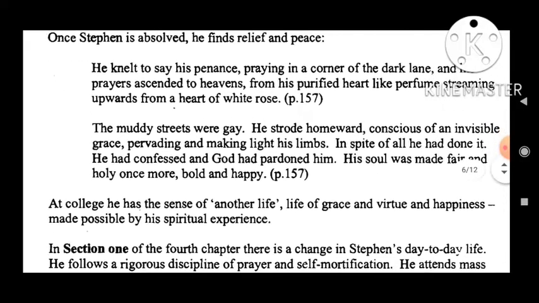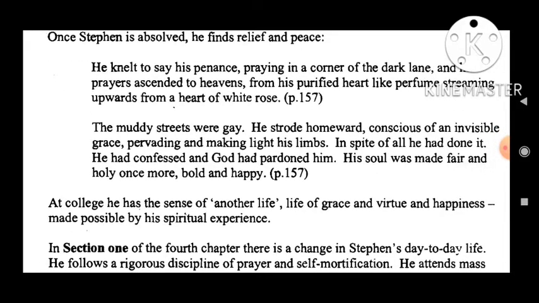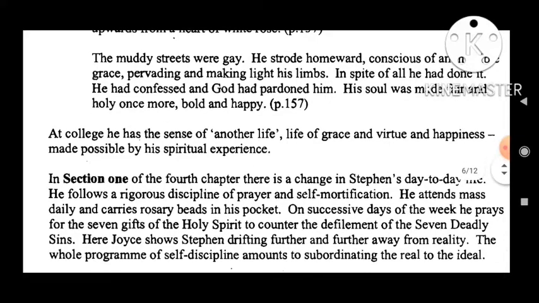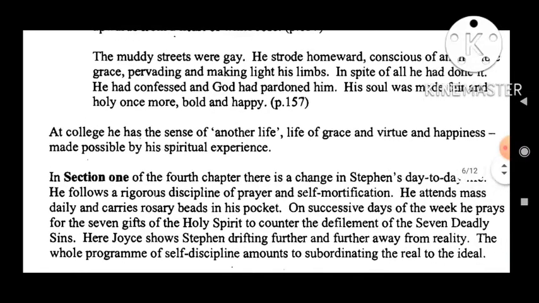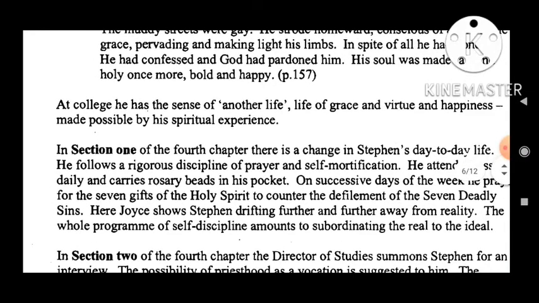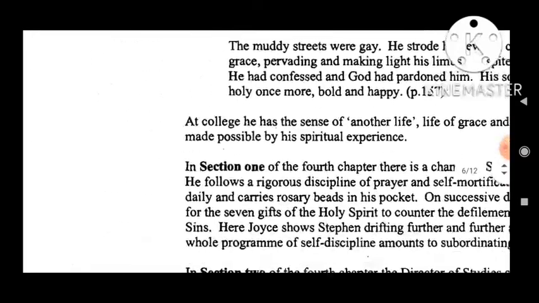Once Stephen is absolved, he finds relief and peace. He knelt to say his penance, praying in a corner of the dark lane, and his prayers ascend to heaven from his purified heart like perfume streaming upwards from a heart of white rose. The muddy streets were gay. He strode homeward, conscious of an invisible grace pervading and making light his limbs. In spite of all he had done, he had confessed and God had pardoned him. His soul was made fair and holy, once more bold and happy.